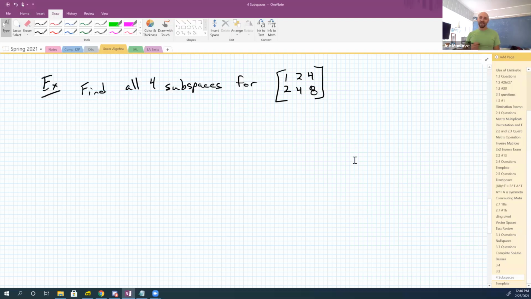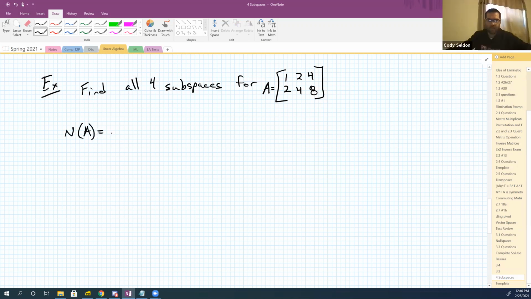All right, so you guys have had some minutes to find all four subspaces for this matrix, which we shall call A, very creatively. So which subspace would you like to tell me about first? The nullity. Okay, so the null space of A is -2, -1, 1.